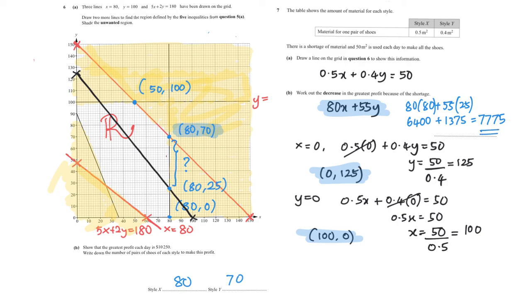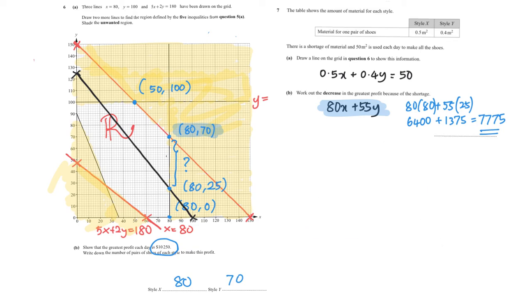And they ask about the decrease. So the decrease means the difference here. If we see question B, our greatest profit is 10,250. Okay, so maybe I erase this bit. And that will be 10,250 minus 7,775. That will be 2,475. Okay, so this will be the answer, right? The decrease in the greatest profit because of the shortage.